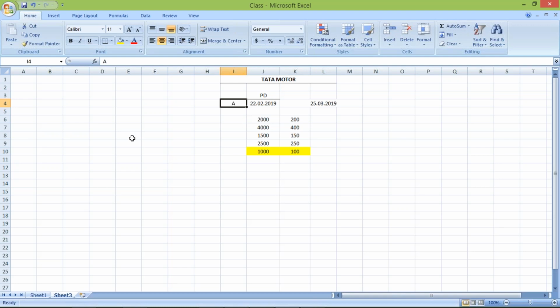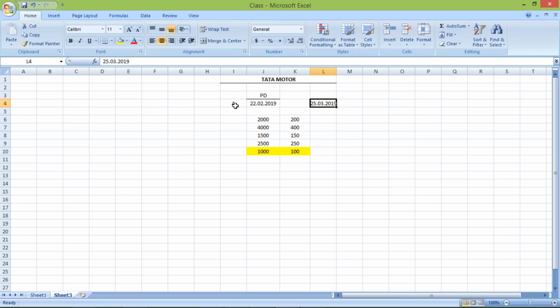Let's suppose we are using calendar year, January to December. January means first period, February means second period, likewise December is the 12th period. So as per this, February means second period and March means third period.